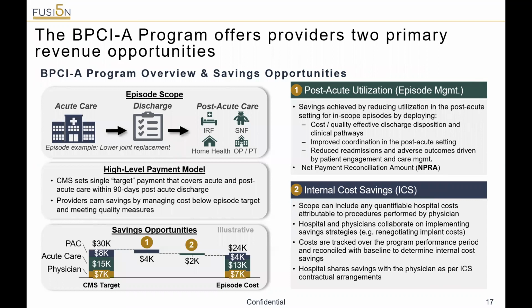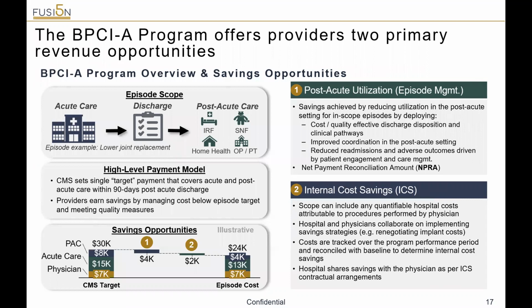That is what is listed as number one on the right-hand side in green: post-acute care utilization, or episode management in this case. And the dollars that come over are what is called the net payment reconciliation amount, or NPRA. It is the difference between the predicted cost based on target and the actual cost based on actual invoicing.